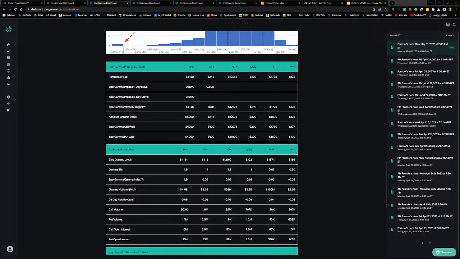And that's certainly a partial explanation for the lower trading range today. All right, let's take a look at some setups now. Oh, one other thing that I wanted to point out.